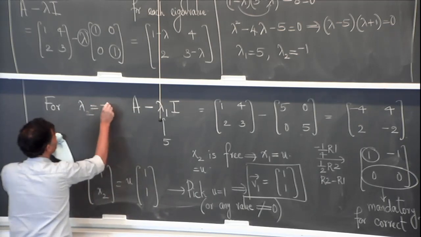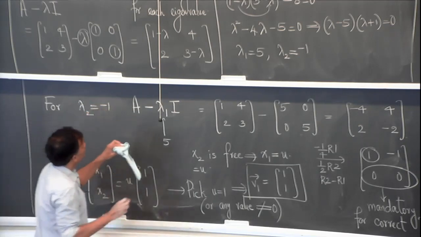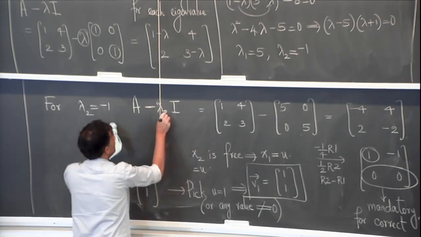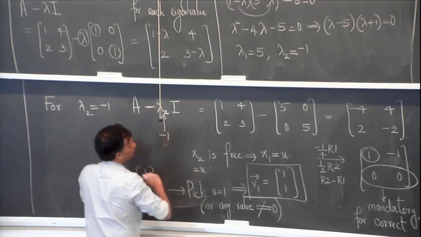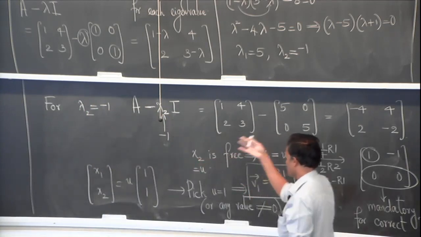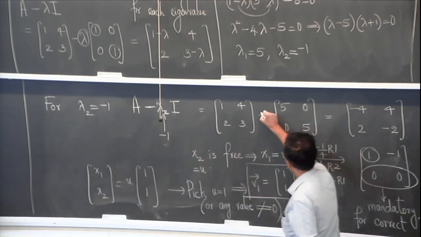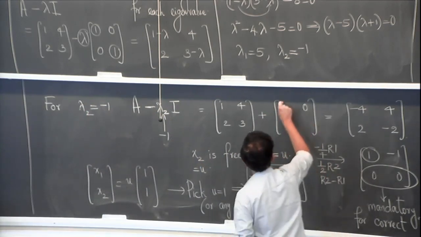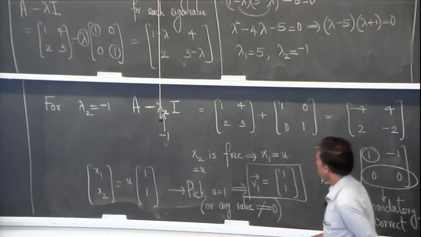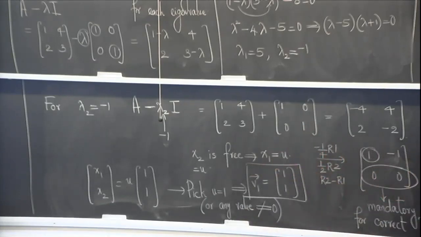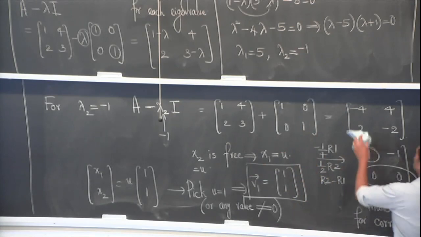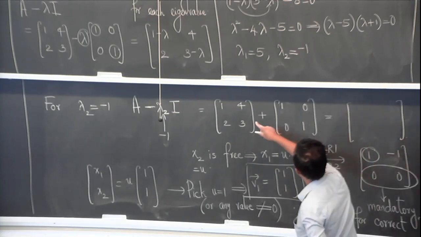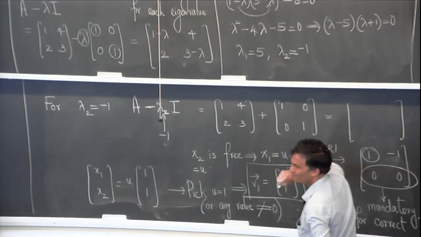This will be lambda 2. And since lambda 2 is negative 1, it's basically adding the identity matrix here. Negative of negative 1, it's plus 1. And you get 2, 4, 2, 4.